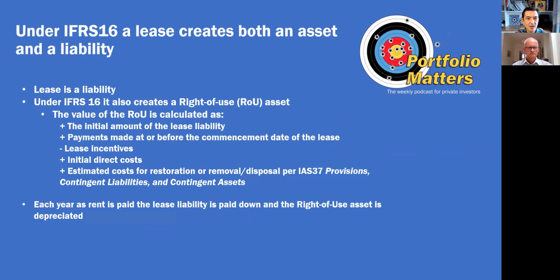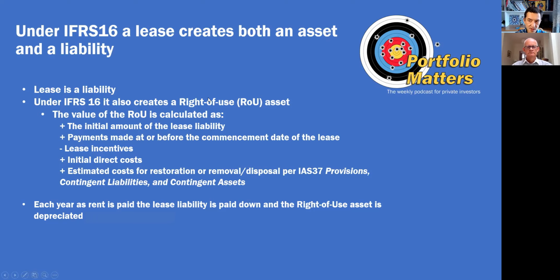Okay, so IFRS 16. So obviously a lease is a liability. And the problem was, under the traditional accounts, companies with very large lease commitments did not have to report those in any way in the annual accounts. And so investors could be surprised by these hidden liabilities. So the aim of IFRS 16 is to bring those liabilities into the accounts.